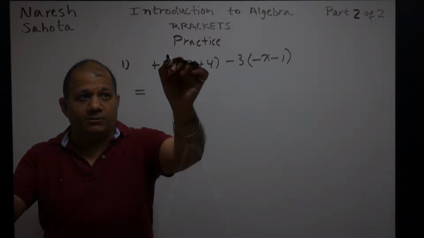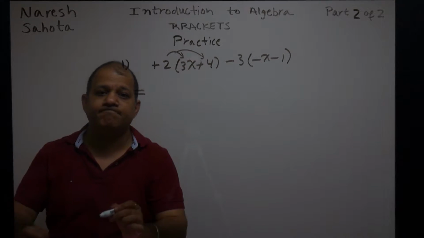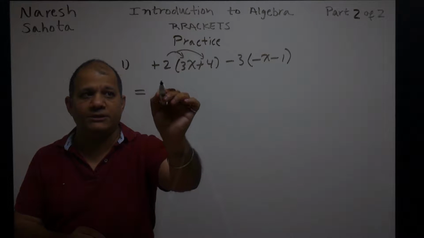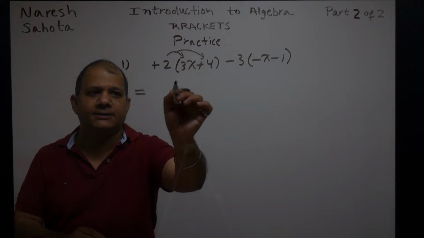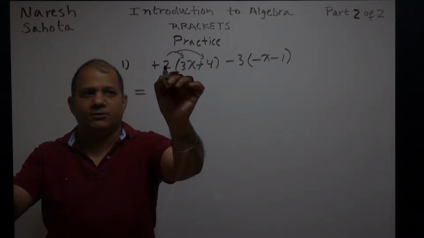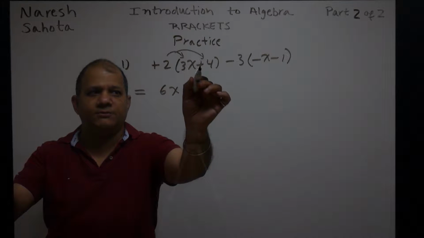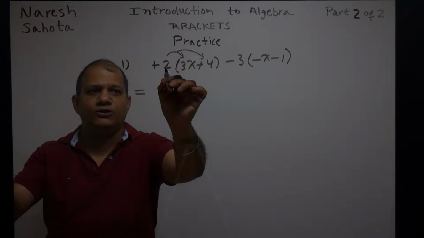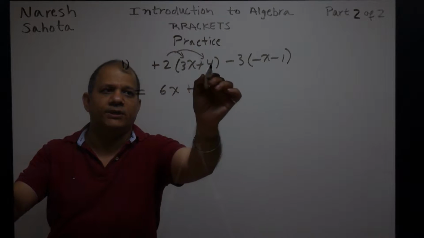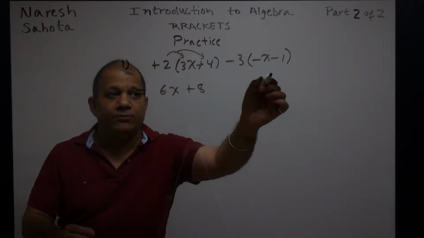So 2 is being multiplied with each and every term that's inside the bracket. So let's multiply. Positive times positive is positive. 2 times 3x is 6x. Now let's multiply 2 with the second term. Positive times positive is positive. 2 times 4 is 8. So we're done with the first bracket. Now let's do the same thing with the second bracket.